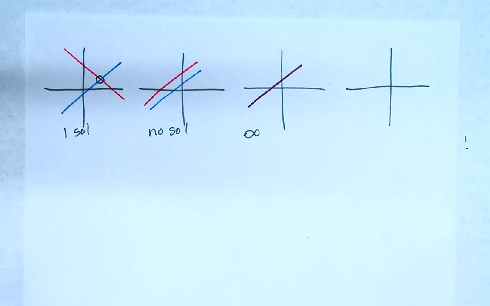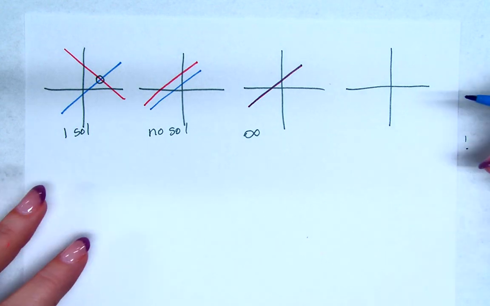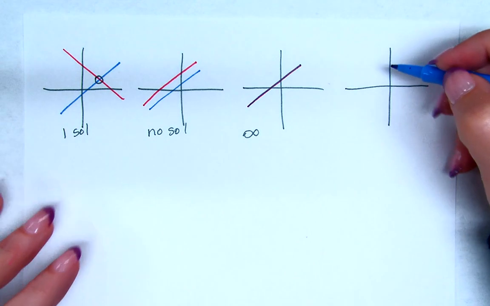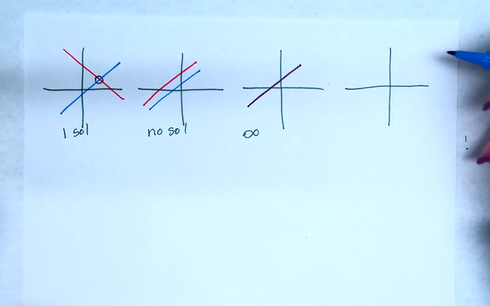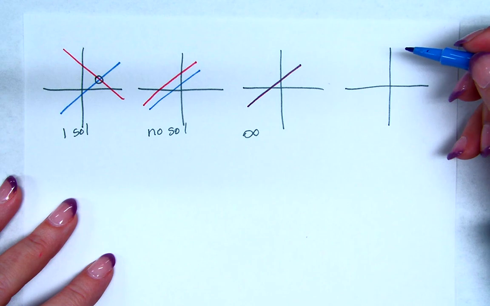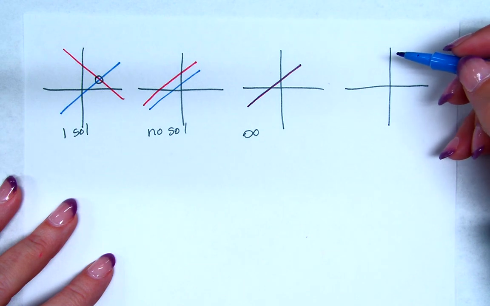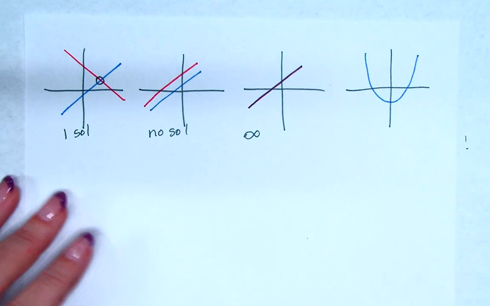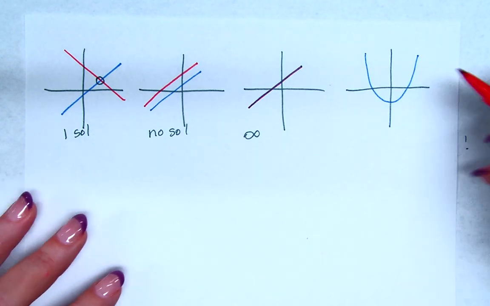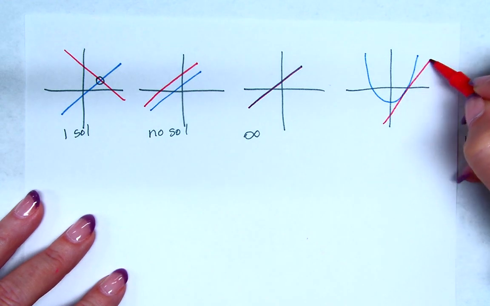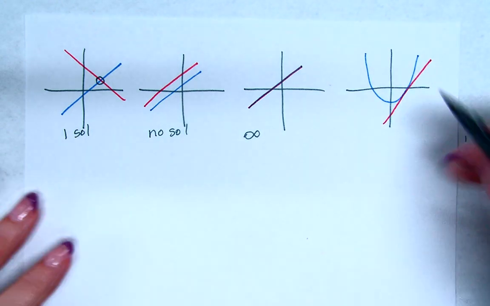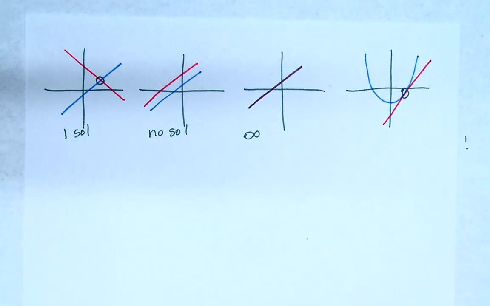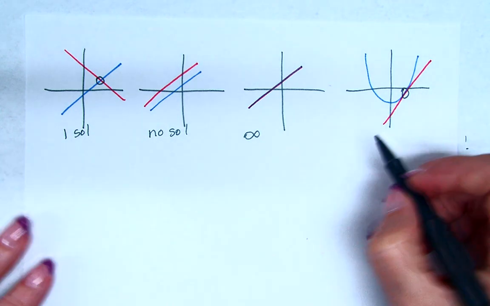So what happens when we add a parabola into the mix? How many possible solutions do you think we can get? How would we get one? So what do you mean to draw to show one solution? A parabola, okay, there's a parabola. Now what? You want a tangent line? Isn't that one solution? Isn't that the definition of tangent? Right? Okay, so that's one solution.